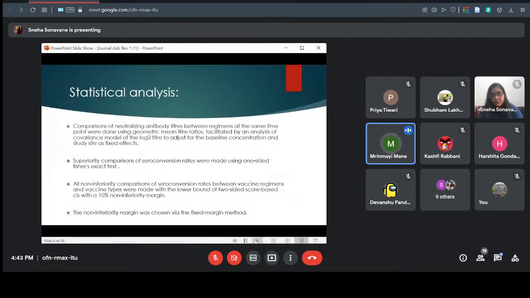The non-inferiority margin was chosen via fixed margin method. Next slide.